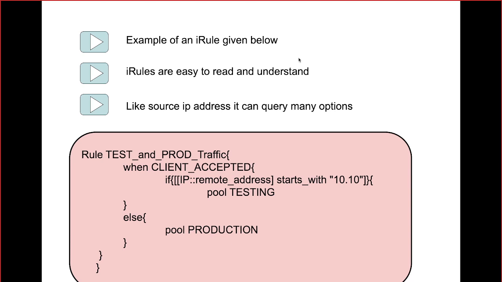See, an example of an iRule is given below. Can you see this? The rule name is test and production traffic. There is a condition given. So when client accepted, what do you mean by client accepted? The client accepted is nothing but the three-way handshake process being completed. Now, how do I know about each and every when status?